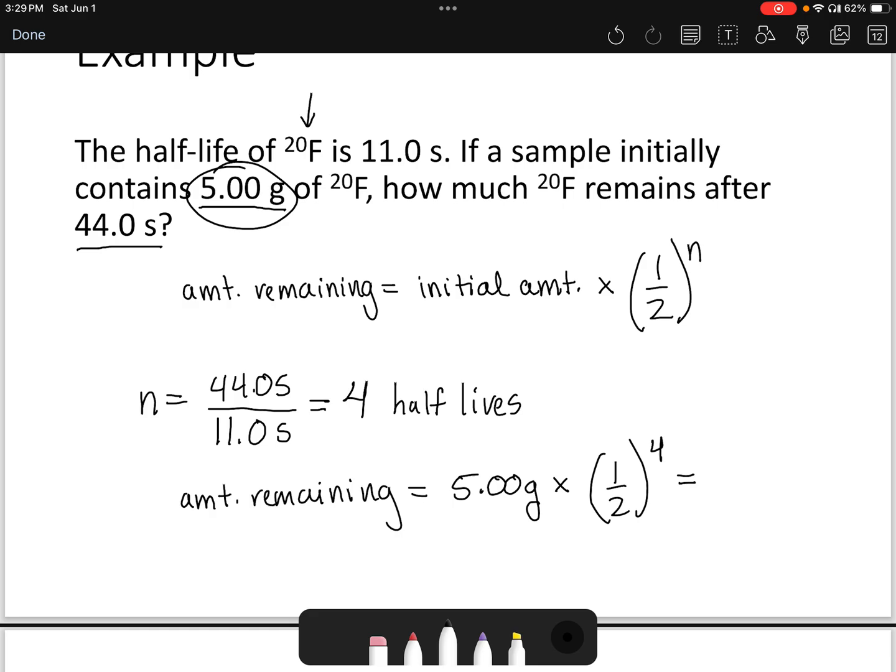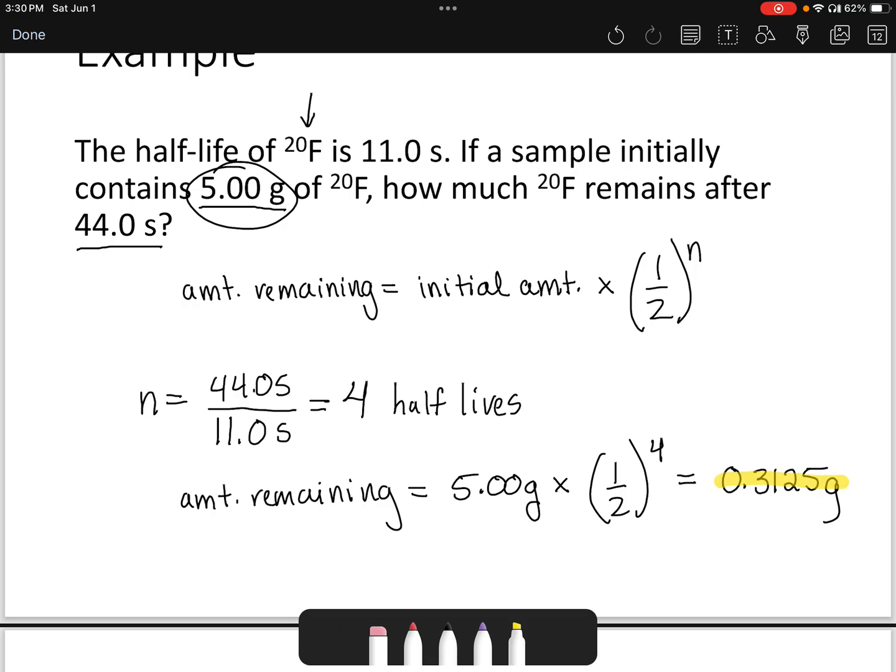Okay, so if we plug that into our calculators, you could also write this as 5 times 0.5 to the fourth. That works too. My calculator gave me 0.3125 grams. So that's the amount that will be left over after those 4 half-lives, so after 44 seconds.